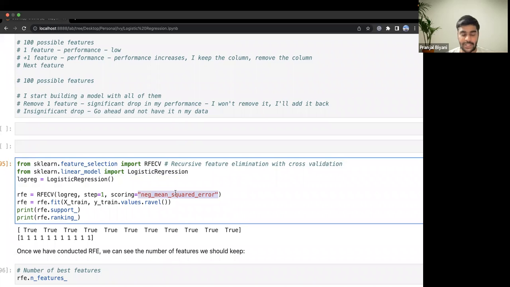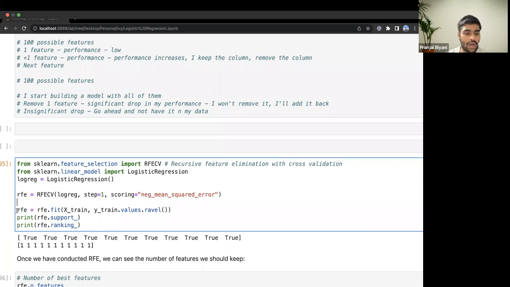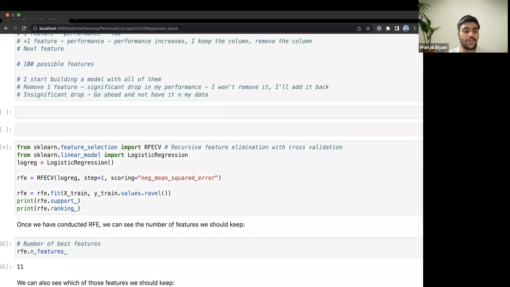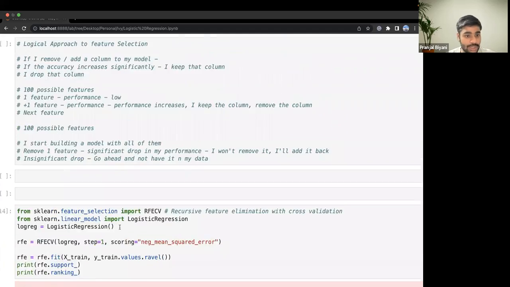This is the performance measure. This is the model that we are going to use. Step is equal to 1. That means at one point of time, I am going to only remove or add one feature. If I increase the step size, then at once it is going to remove 5 columns or add 5 columns, right? Then I fit it on my training data, right? After fitting it on my training data, I will get to know. I have not split the data yet.